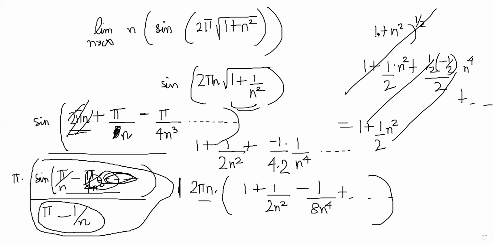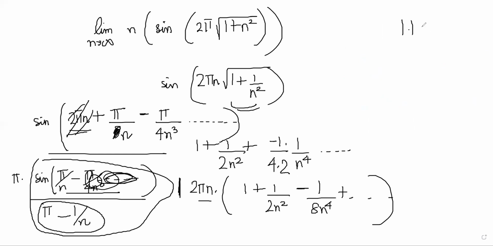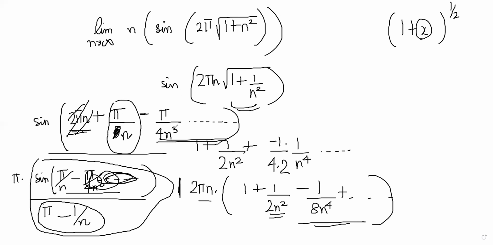Basically, what happened? We expanded root over 1 plus n square properly. Notice that directly you cannot expand it by binomial theorem. You have to make the x in 1 plus x much smaller than 1, then you can do this part properly. You should ignore these terms because n is very large, so only the first 2 terms you can take. That becomes 2 pi n plus pi by n, and sine of 2 pi n plus pi by n is simply sine pi by n. So now you have to do the limit of n into sine pi by n, so that is 1 by n and pi. Answer is pi.